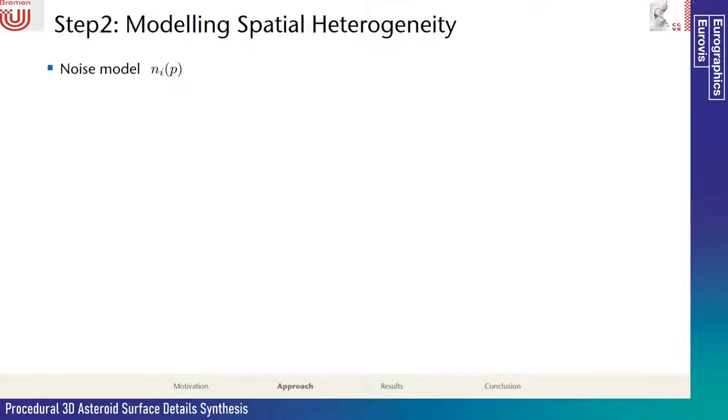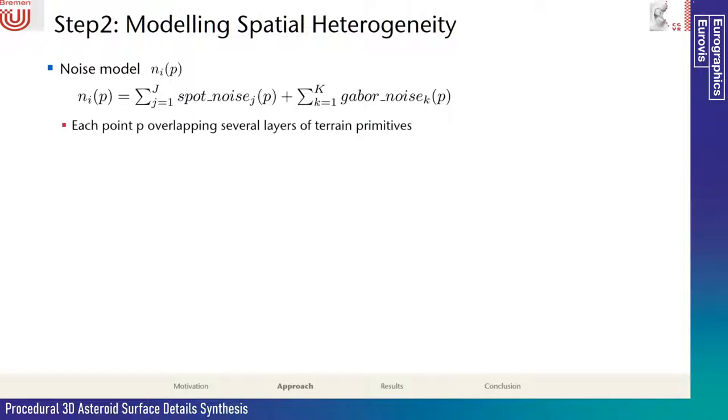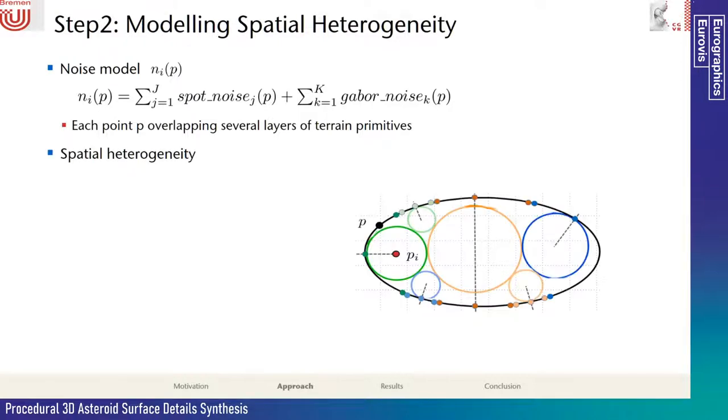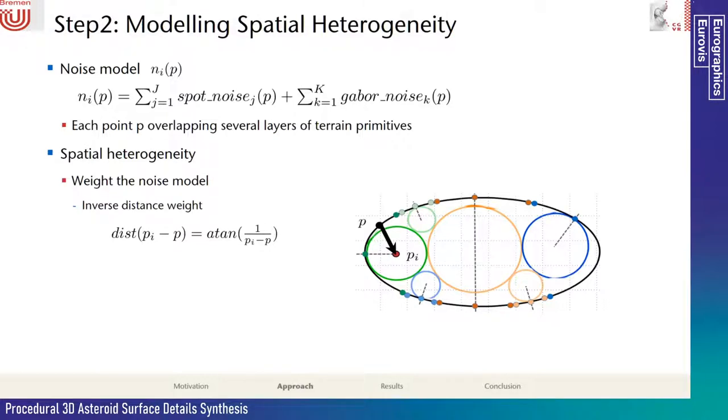Finally, our terrain model is the mixture of gabaloids and spheroids. That means for each point in 3D space, we overlap several layers of terrain primitives. In order to achieve spatial heterogeneity, different points must have different weights for their models. So we design an inverse distance weight by evaluating the distance from the surface points P to the inner metaball. So we can split the asteroid surface into different parts and assign different weight values to achieve spatial heterogeneity.